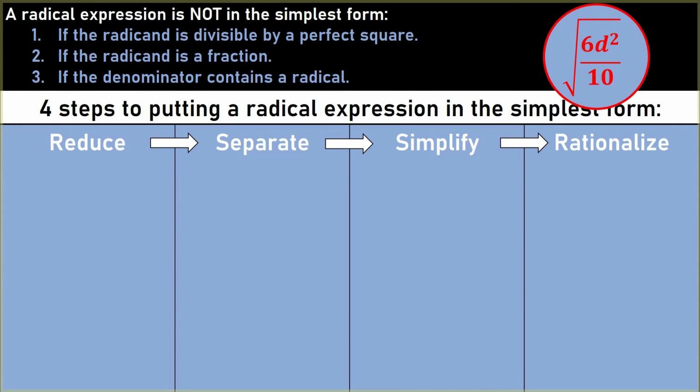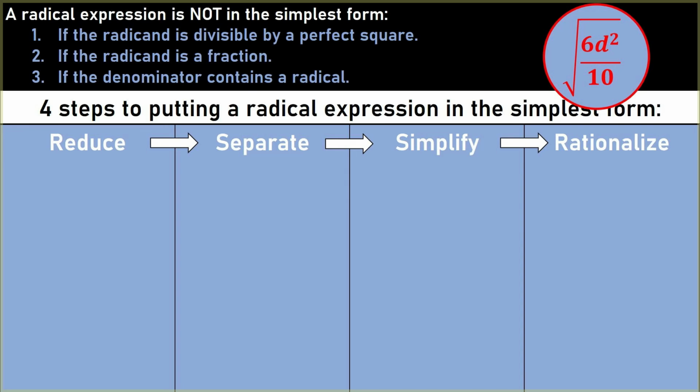For our last example problem, we have the square root of 6d squared over 10, and when I look at this problem, I see that the radicand is a fraction. So rule number 2 is the one that is causing us to have to simplify the expression.